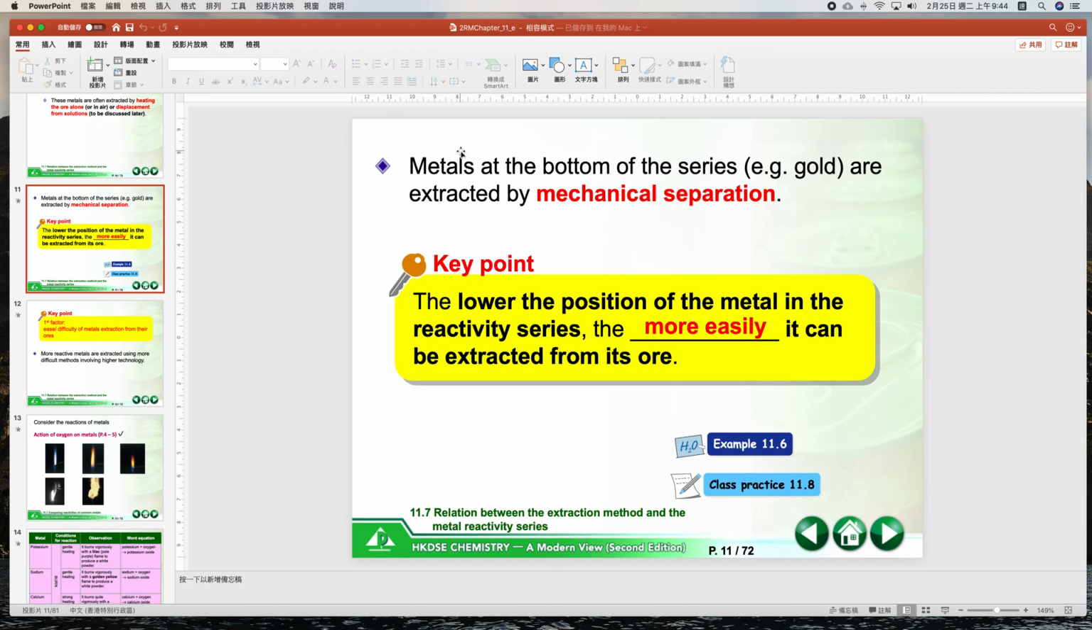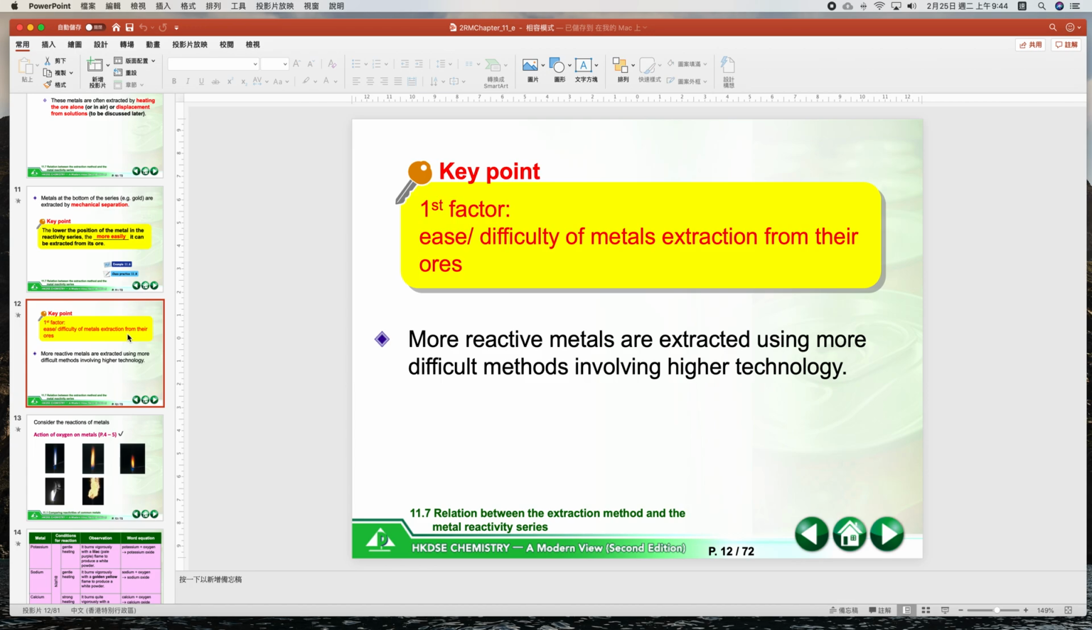For the least reactive metals, such as gold and platinum, they exist as free elements. That's why we just need to use a mechanical method to extract them. For example, gold panning. When we find the gold ore, we just need to break the rock and get the gold directly. So the first factor we come up with is the ease or difficulty of metal extraction from their ores. The more reactive metals are extracted using more difficult methods involving higher technology. So this is the first factor for comparing the reactivity of metals.